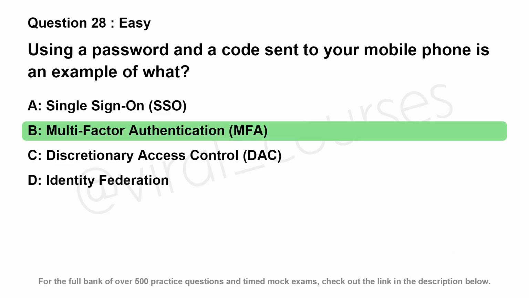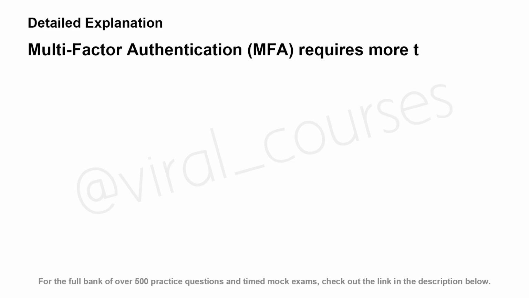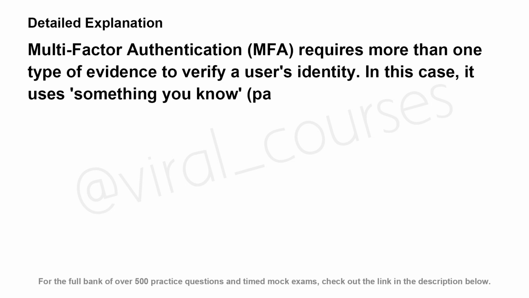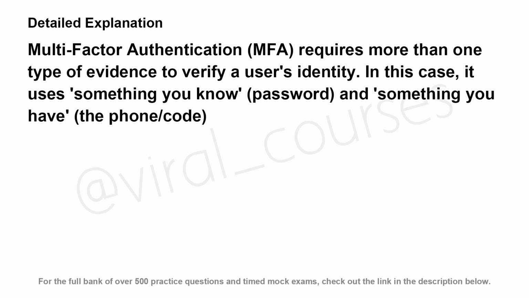The correct answer is B. Multi-factor authentication, MFA, requires more than one type of evidence to verify a user's identity. In this case, it uses something you know, password, and something you have, the phone code.